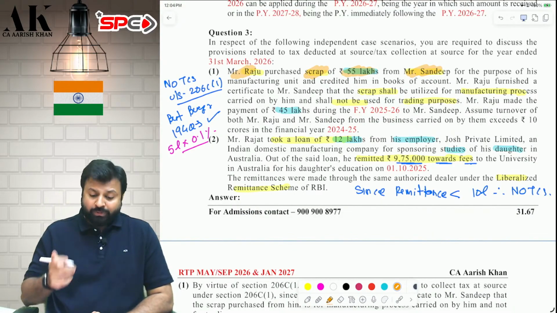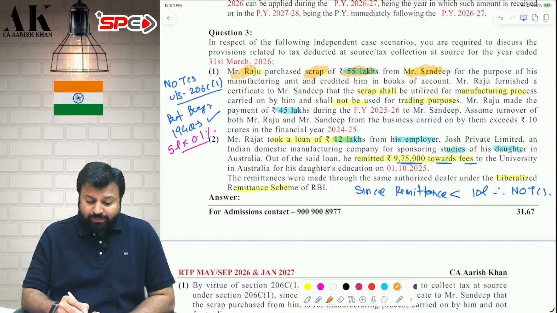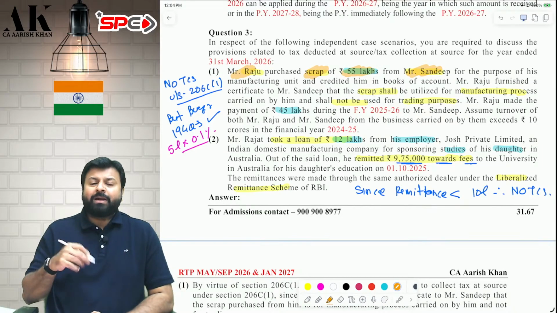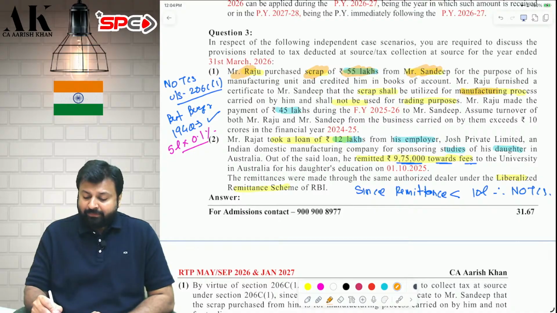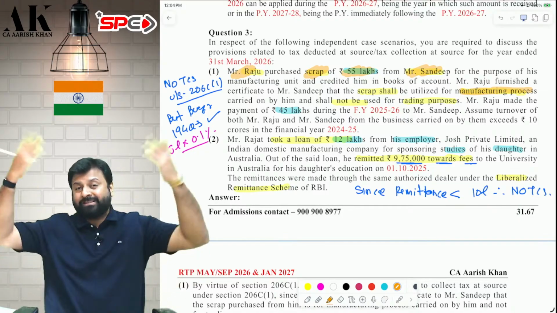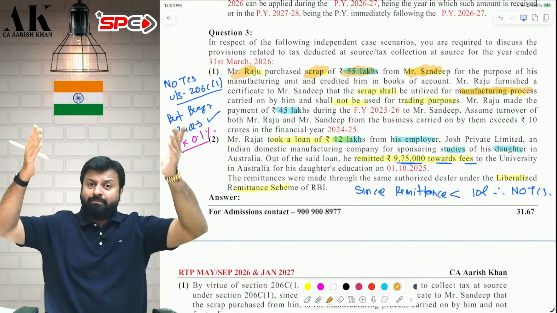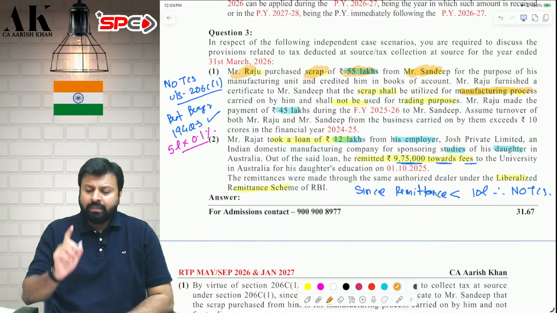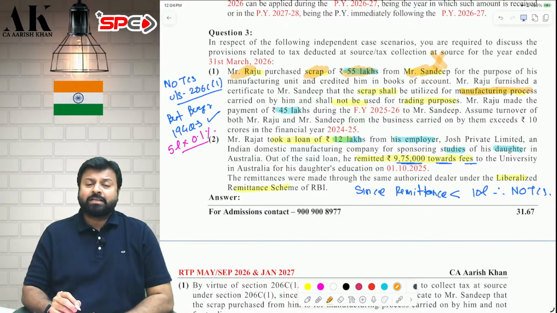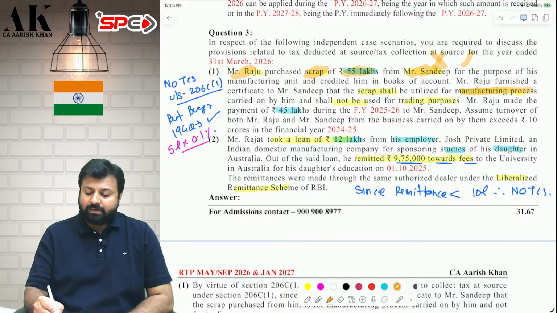But Raju is resident, and Raju is saying that, no, this scrap I am not buying for my trading purpose. This scrap I am buying for manufacturing purpose. Or if Raju says, for example, I am buying this scrap for power generation, then in that case, Sandeep will not collect TCS as per 206C subsection 1A. That if a buyer gives a declaration that he will use these particular items for power generation or for manufacturing, then the seller should not collect TCS.